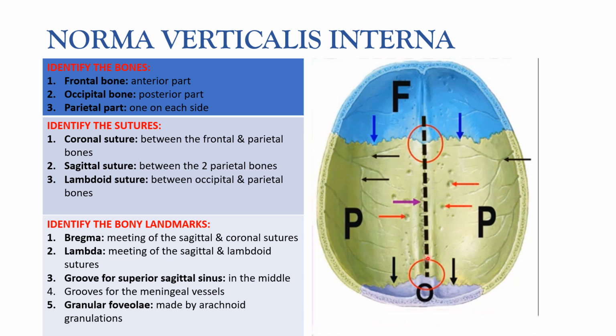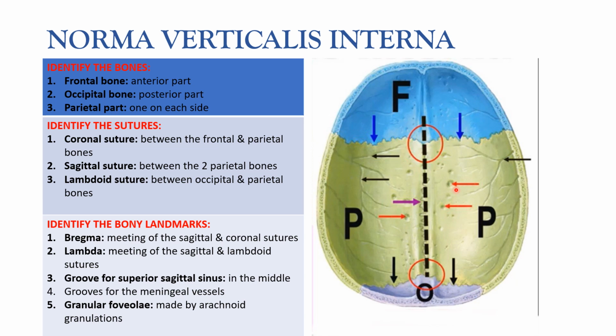Okay, then you can notice that we also have some grooves here, and these grooves are actually for the middle meningeal vessels. Then we have granular foveoli. These are the foveoli. This one here, this one here, this one here, this one here. They are actually made by the arachnoid granulations.